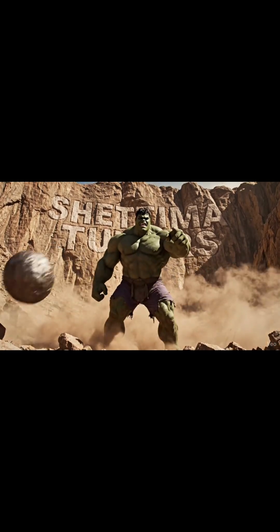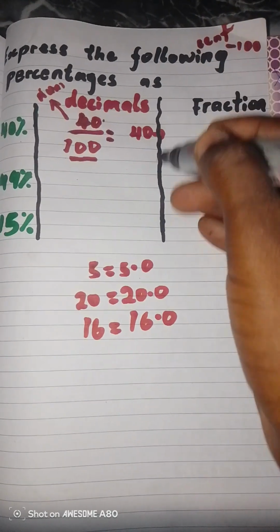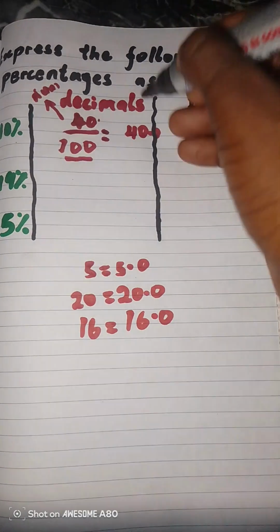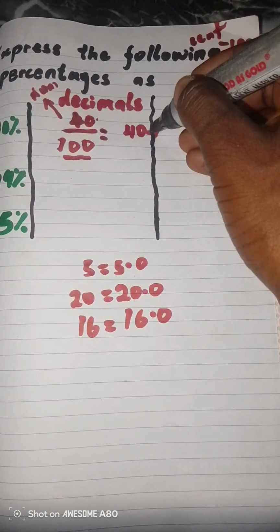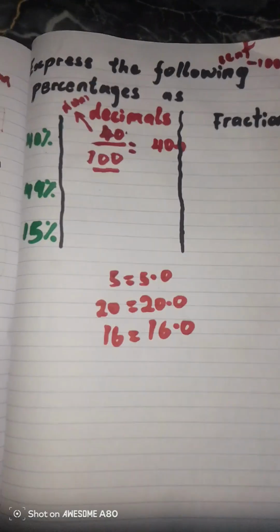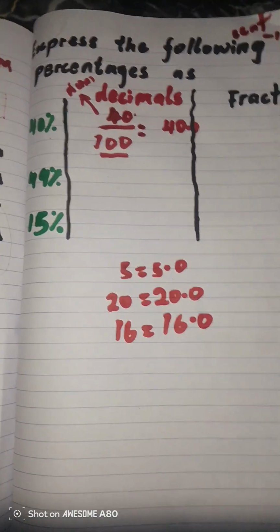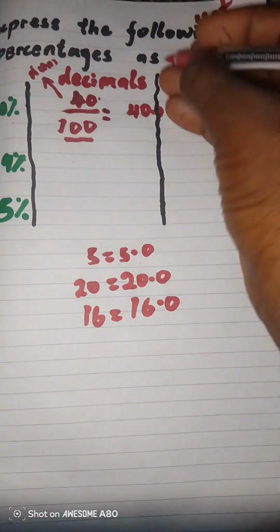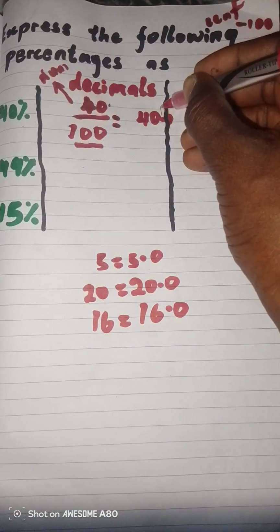Move the decimal point backward twice. Division, you shift backward. Multiply, you shift forward. So this means you're going to shift it backward by the number of zeros. The number of zeros here is 2, so you are shifting it backward twice.